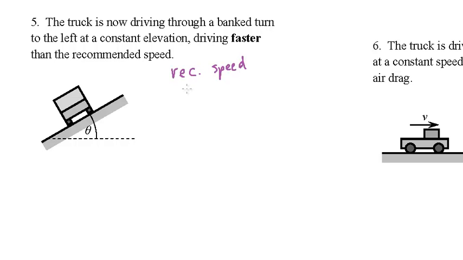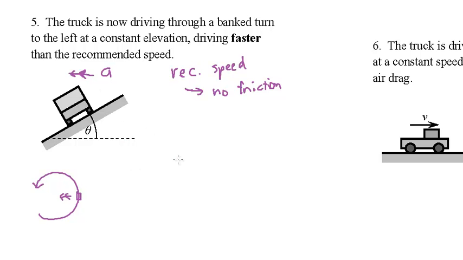Okay, let's see if we can get over to 5. Same truck, now driving through a bank turn to the left at a constant elevation, and he's driving faster than the recommended speed. So let's remember the recommended speed. What I mean by that is the speed that they post as, here's what we recommend you take this exit or this turn at. And that corresponds to the case where there's no friction. So if there was no friction, you'd be going at the recommended speed and you'd be fine.